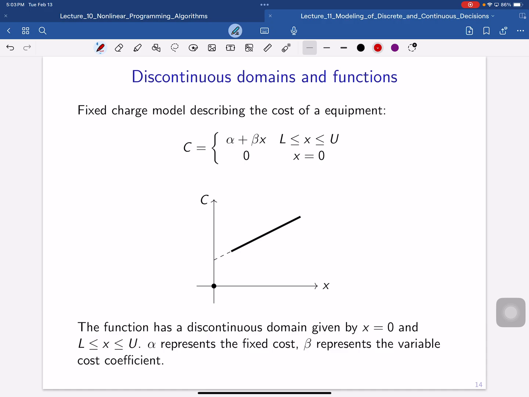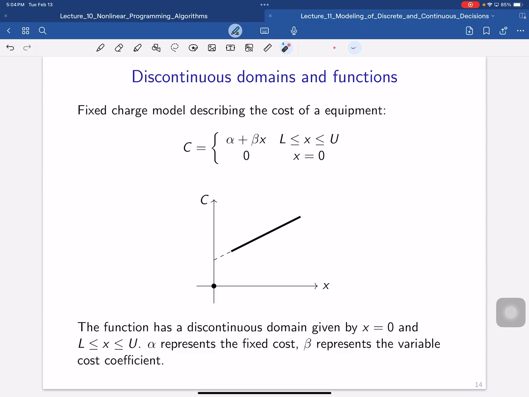The next application we are going to talk about is how to represent a discontinuous function. Remember, when we talk about convex optimization or linear programming and so forth, all the functions are continuous. That's why you can take gradients and so forth. But in some scenarios, a function can be discontinuous. A practical application is a fixed charge model describing the cost of equipment.